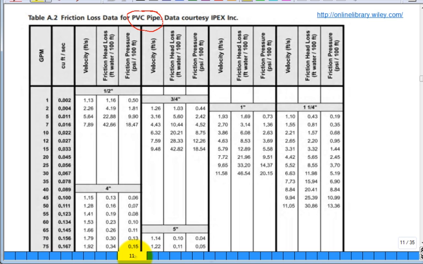Here it is for PVC, plastic. And again, I like it where they just stop. You know, they just don't use a 1 inch for that high a flow rate, etc.